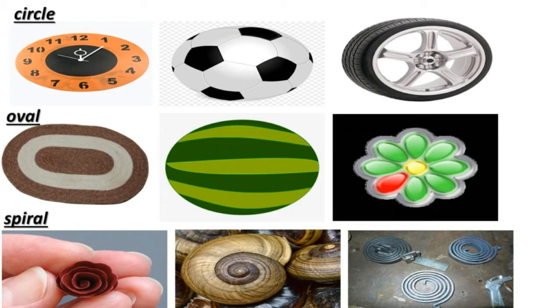First one, circle: wall clock, football, and the wheel of a vehicle. Oval examples: floor mat, watermelon, and the petals of a flower. Spiral examples: the petal of a flower, shell of a snail, and the mosquito coil.